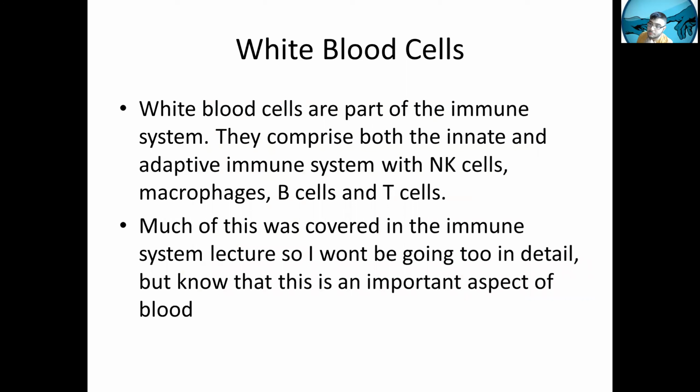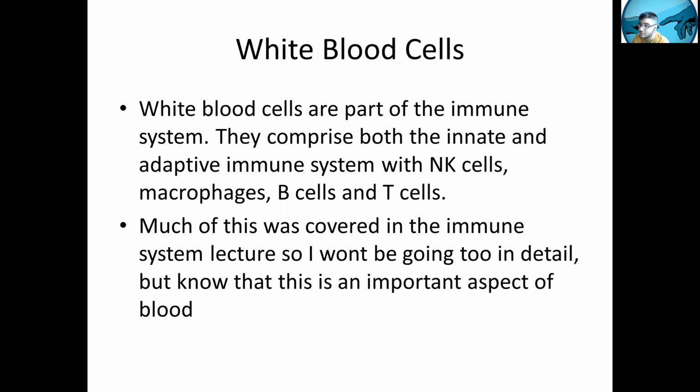Okay, next up, white blood cells. So white blood cells are part of the immune system. They comprise both the innate and adaptive immune system. So natural killer cells, macrophages, B cells, T cells, that's part of the innate immune system and the adaptive immune system. These are what the white blood cells are. There's usually a lot less white blood cells than red blood cells, unless you have a leukemia or something, which is not normal.